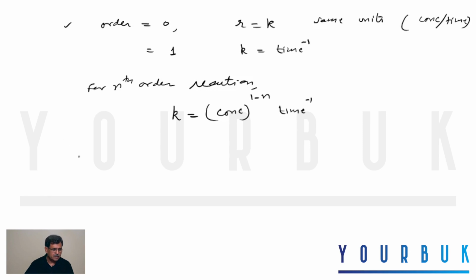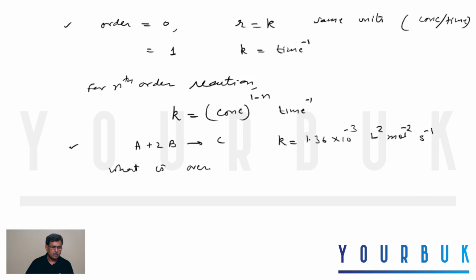For example, this. Now this is a reaction given, A plus 2B gives C, which has a rate constant value equal to 1.36 into 10 raised to power minus 3 liter square mole minus 2 and the second inverse. Now the question is, what is the overall order of the reaction?